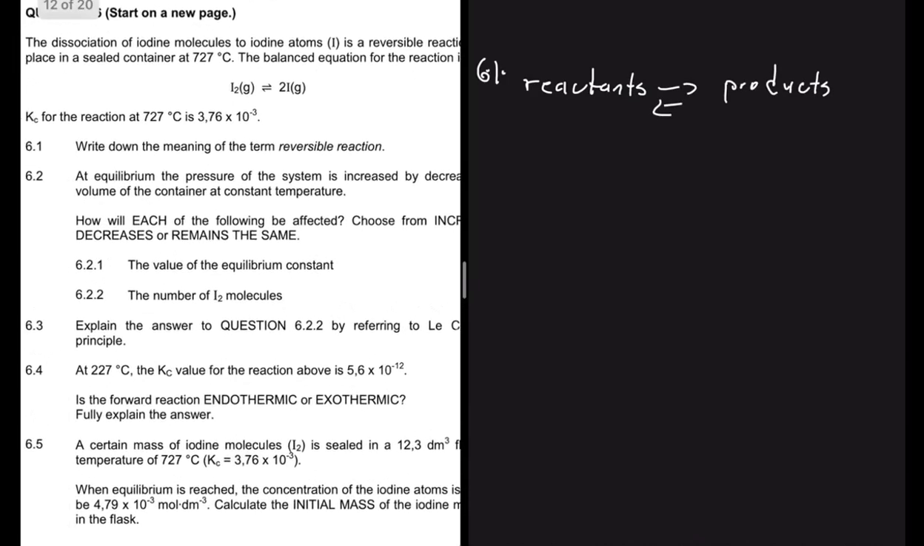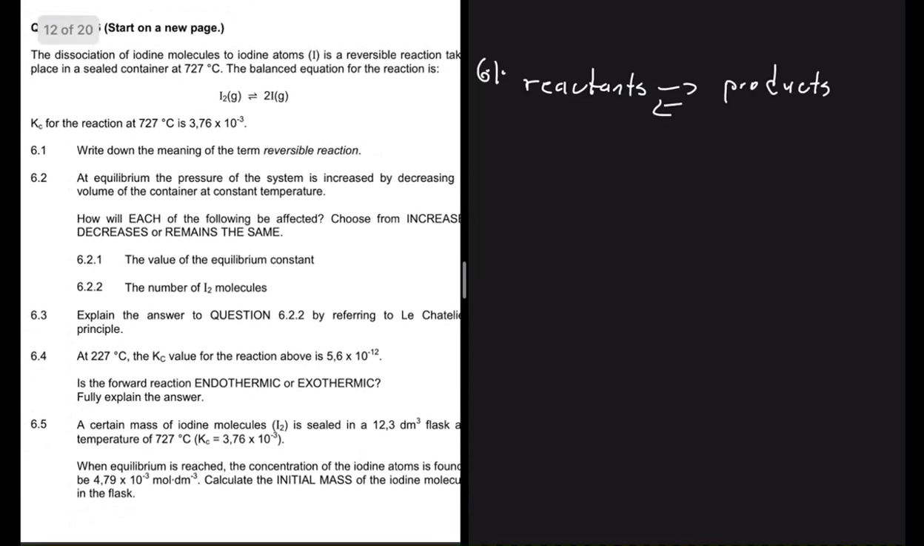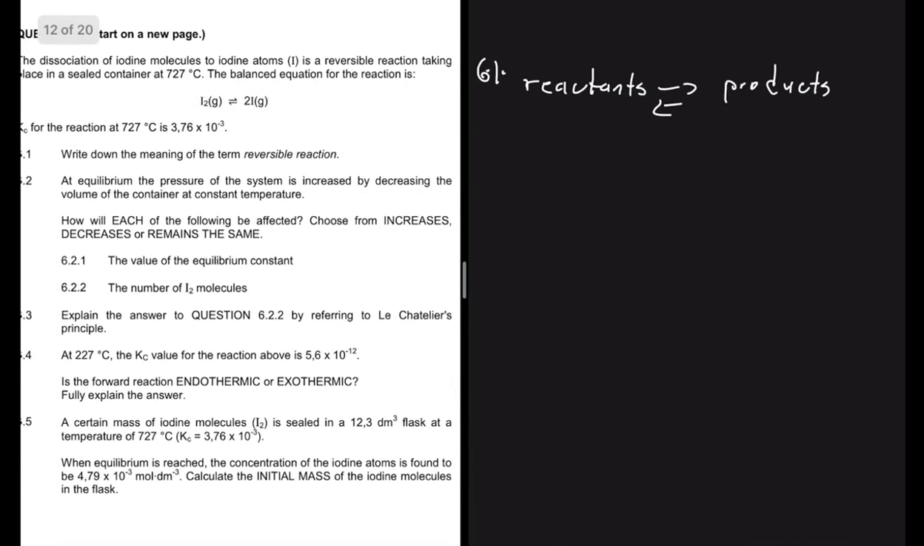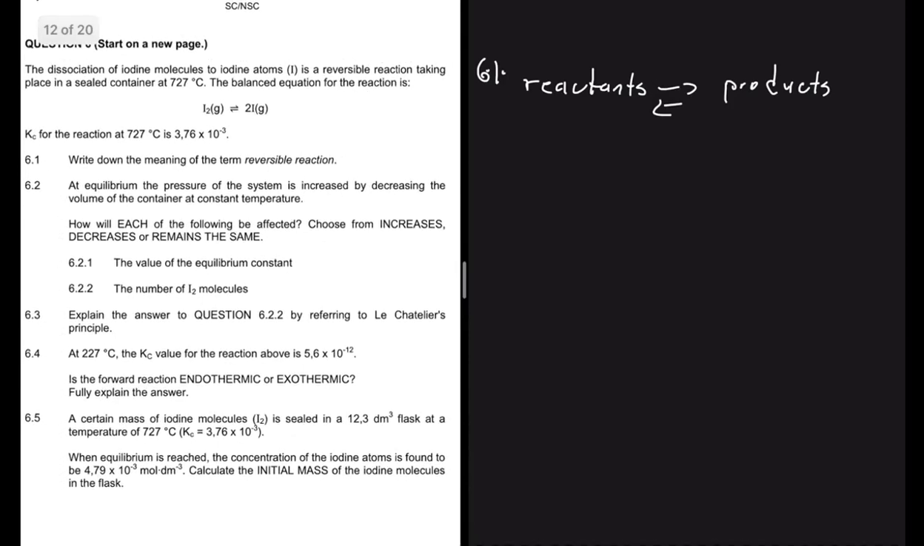form the reactants, right? And then 6.2 says at equilibrium, the pressure of the system is increased by decreasing the volume of the container at constant temperature. And then how will each of the following be affected? Choose from increases, decreases, or remain the same. So 6.2, 6.2.1, the value of the equilibrium constant.